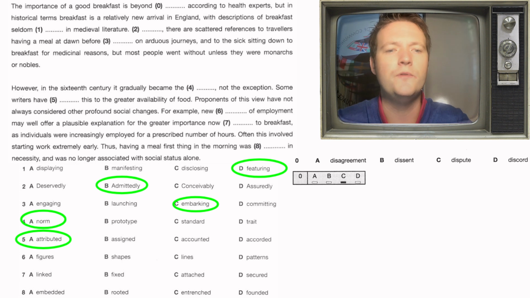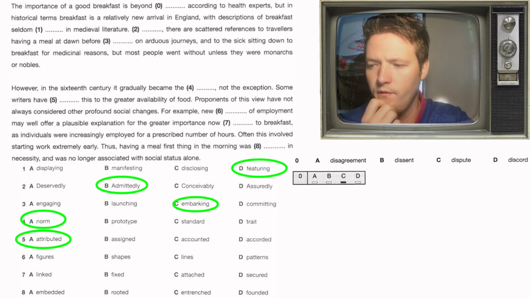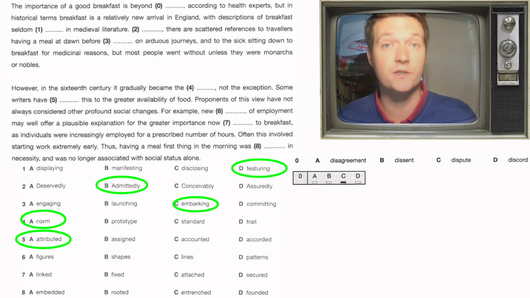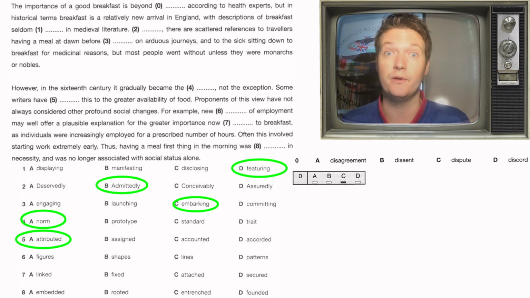Proponents of this view have not always considered other profound social changes. For example, new figures of employment. We do talk about figures of employment, no, when we're looking at how many people are in work or how many people are unemployed, which is a bit of a sore topic at the moment.